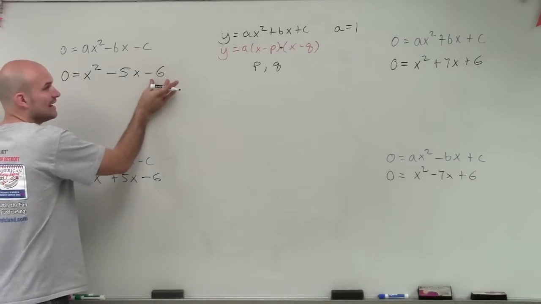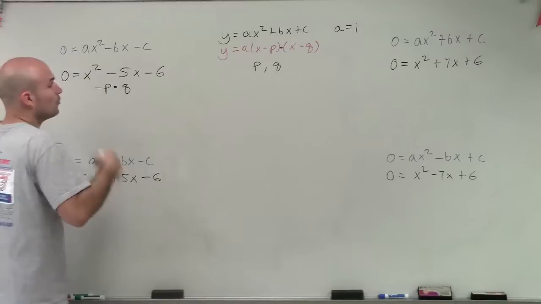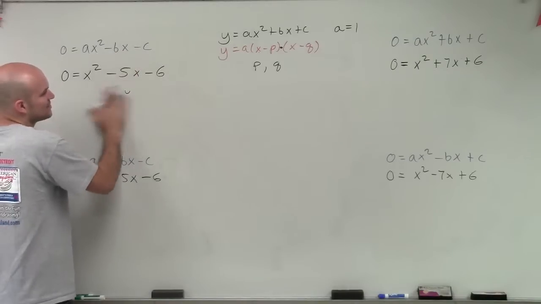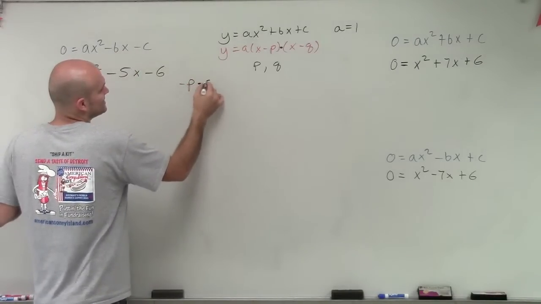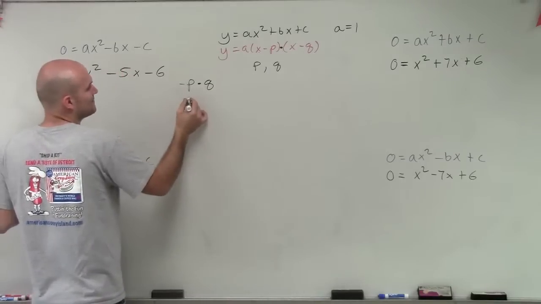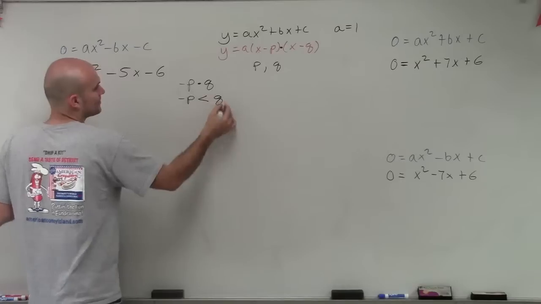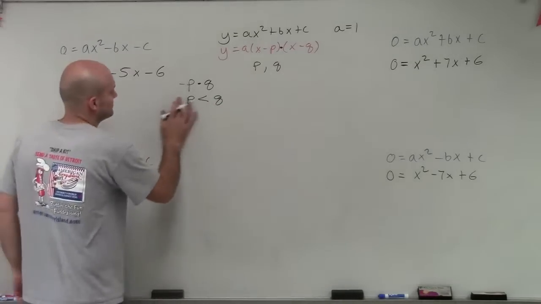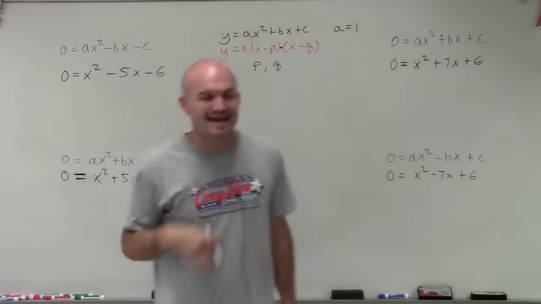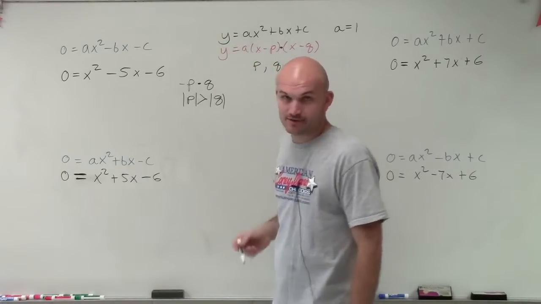So if c is negative, I have to have negative p times q. One of them has to be negative. And if my middle term is negative, then the absolute value of p has to be greater than q. So regardless of the sign, the value of p has to be greater than q.